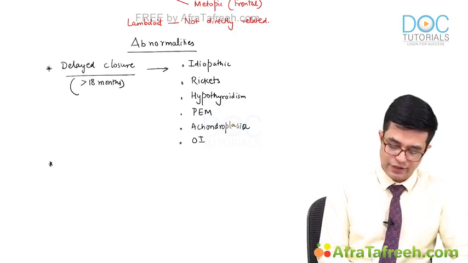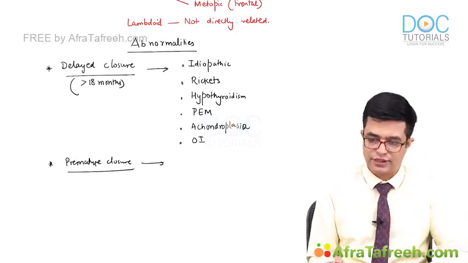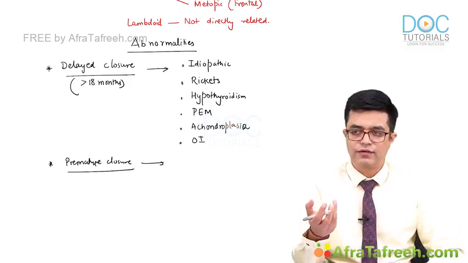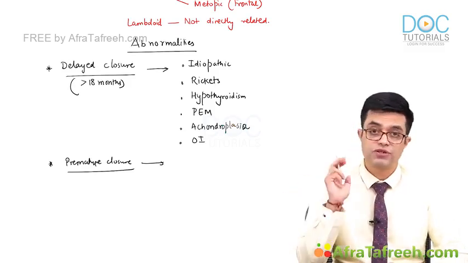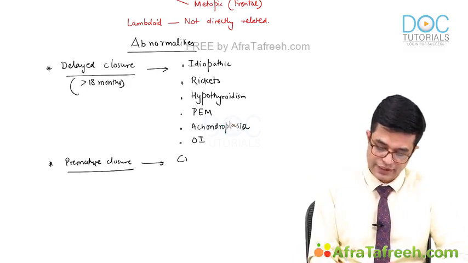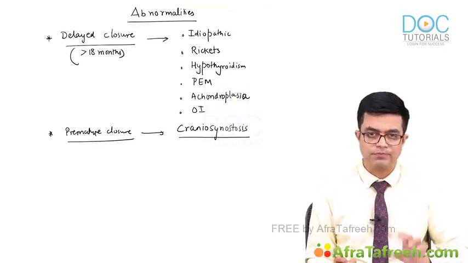Secondly, we have premature closure. Premature means if it closes before 1 year of age. Normally 12 to 18 months is the range. Suppose there is a child whose anterior fontanelle closed at 7 months. So that is premature closure. Premature closure is seen in a group of conditions called craniosynostosis. We will be discussing craniosynostosis in full detail in some time.